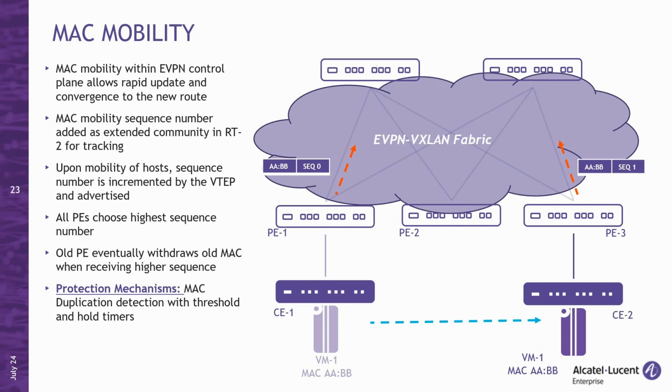In this slide, PE1 advertises an EVPN route type 2 with a connected MAC address, AABB. Once VM1 moves to PE3 and PE3 realizes that the MAC address is learned both locally and through the remote EVPN fabric, it sends an updated route type 2 with the MAC mobility extended community and it increments the sequence number. PE1 will eventually withdraw the MAC address. There are also some protection features which are implemented, such as the threshold and hold timers, to absorb any impact of rogue host mobility in the EVPN network.